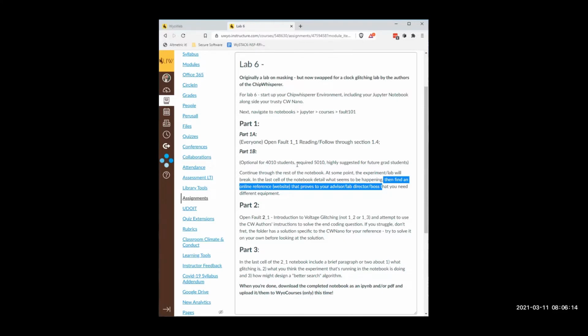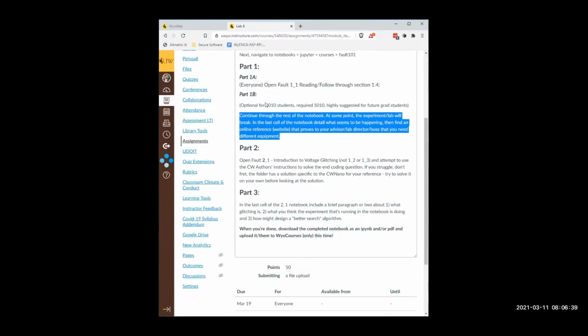And if you are a grad student and you see this, or if you've had experiences in the past, you'll understand why this is really important. It's not always your fault, but if it's not your fault, you've got to prove it. So again, part B is optional, but I highly encourage you to take a look and see what you can find out.